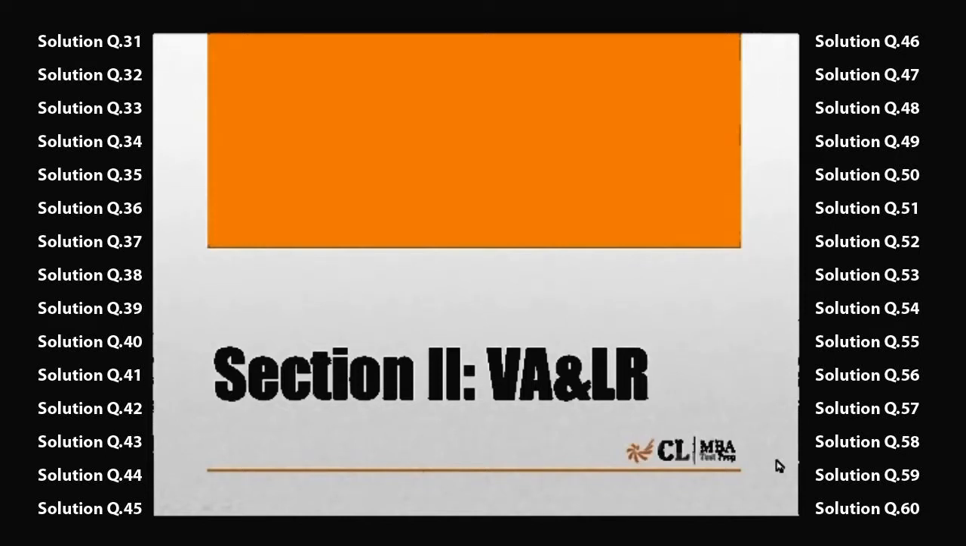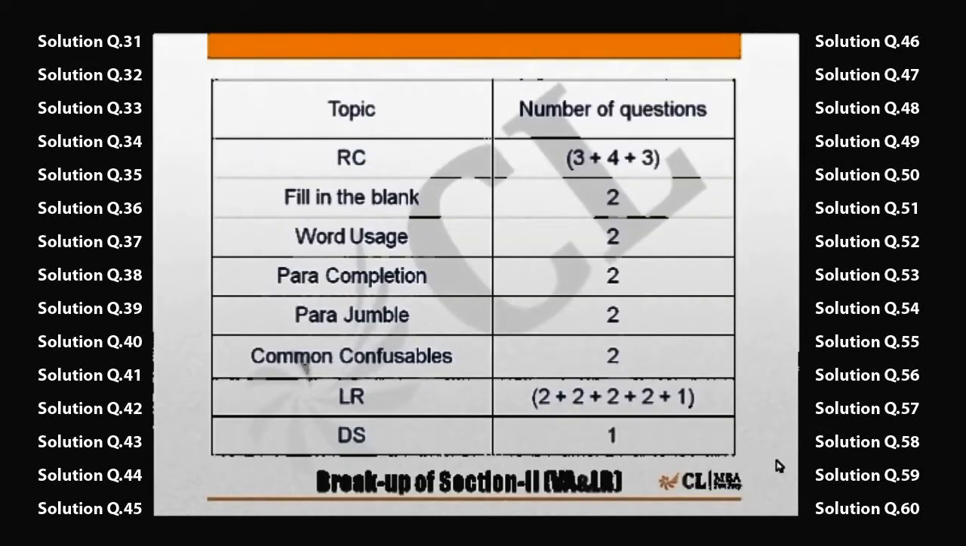Let's move on to the second section of this paper, VLR. Let's have a quick look at the breakup of the paper. By and large, a standard paper, except it has made you work more in terms of LR. Normally, you would expect 3 into 3, 3 sets of LR with 3 questions each. Here you have 4 sets of 2, 1 question of LR and 1 question of data sufficiency. It is making you work more.